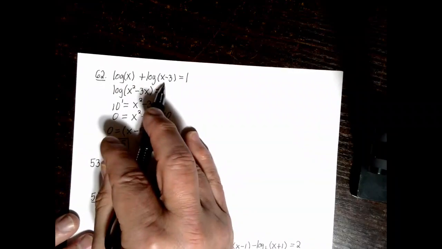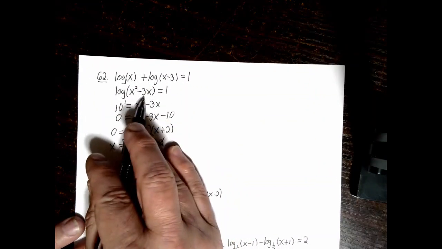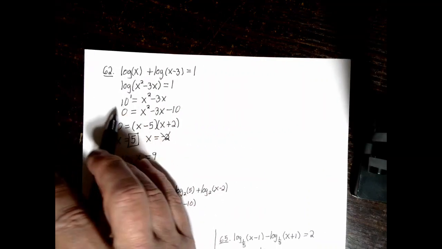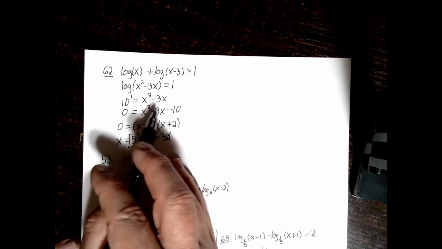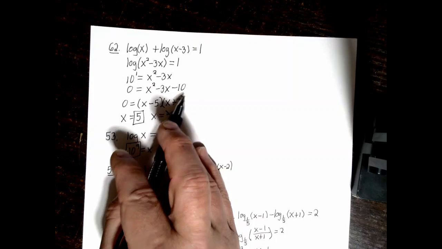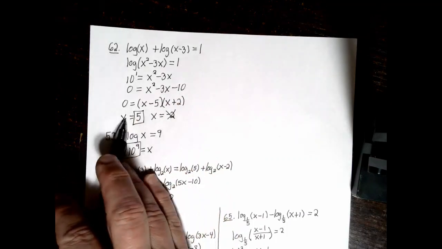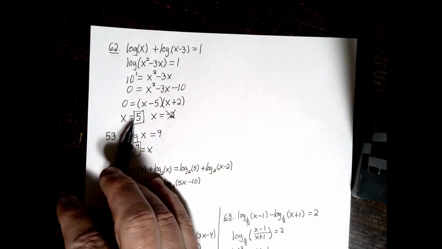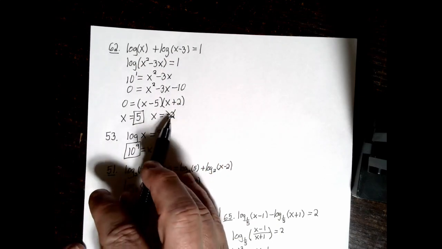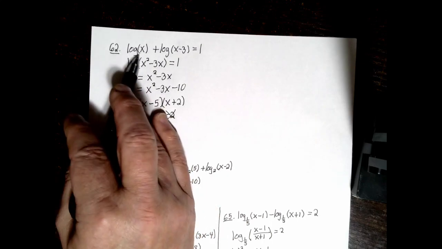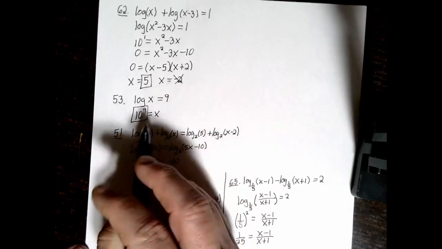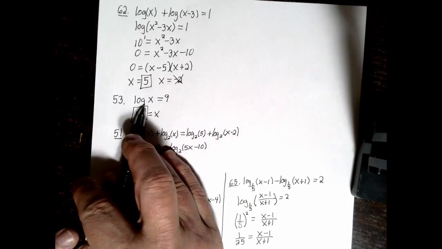Okay. 62. Log x plus log x minus 3 equals 1, so you can bring those together with multiplication and you get x squared minus 3x. And now I used rule 1. 10 to the 1 equals x squared minus 3x. So when you subtract 10, you get this. It factors. You set each factor equal to 0. And when you plug a 5 in here, you get a positive number, so 5 is okay. When you plug a negative 2 in here, you get a negative number there, so that does not give you an answer.